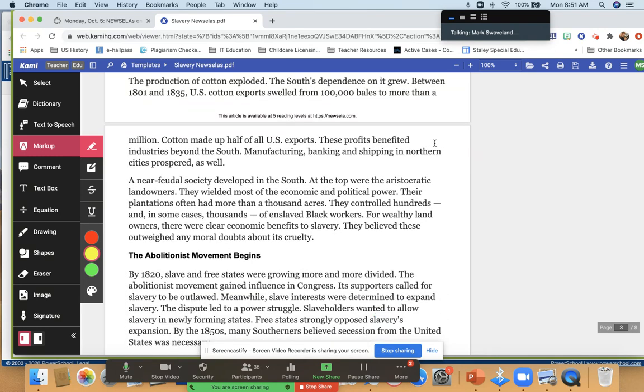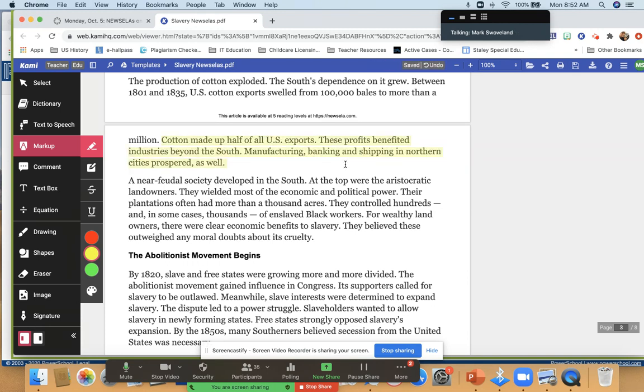The production of cotton exploded. The South's dependence on it grew. Between 1801 and 1835, U.S. cotton exports swelled from 100,000 bales to more than 1 million. Cotton made up half of all U.S. exports. These profits benefited industries beyond the South. Manufacturing, banking, and shipping in northern cities prospered as well.